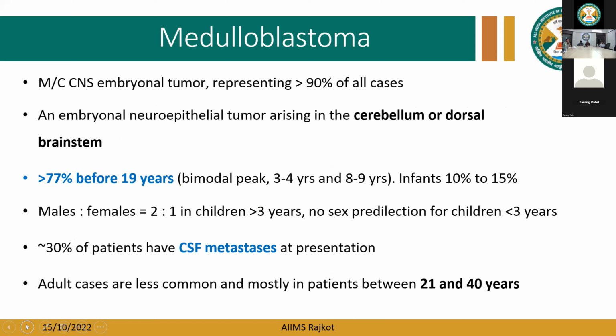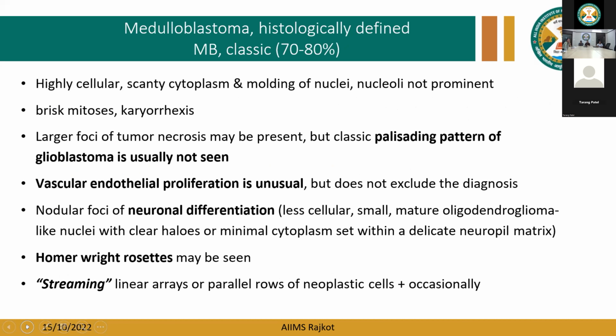Now we'll see in short about medulloblastoma. It is the most common CNS embryonal tumor, representing greater than 90% of all the cases, and usually it is seen in the cerebellum or dorsal brainstem. 77% of the cases occur before 19 years of age. 10 to 15% of the cases occur in infants, and rarely it can be seen in adults, usually in the 21 to 40 years age group. 30% of cases show CSF metastasis at presentation.